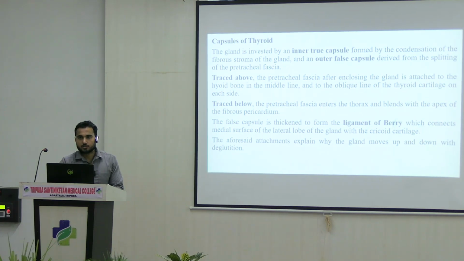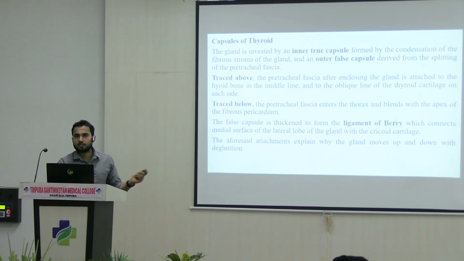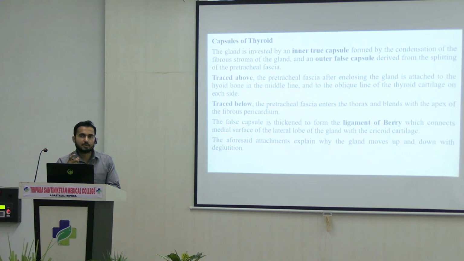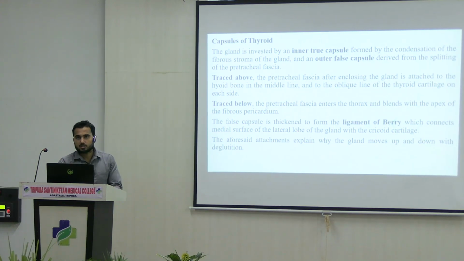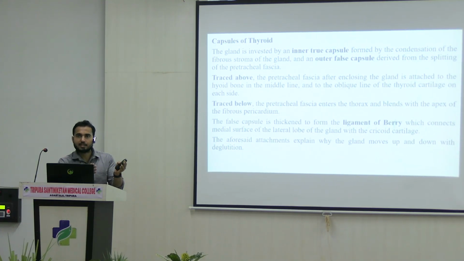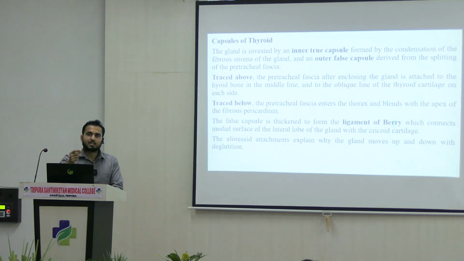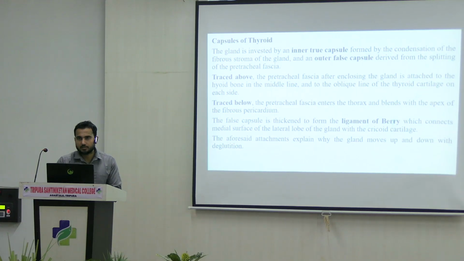Next, this pretracheal fascia is thickened to form the ligament of Berry. Have you heard about this ligament of Berry? Which particular part is thickened to form it? The medial surface of the lateral lobe of the gland and the cricoid cartilage: in between these two structures, the fascia becomes thickened to form a ligament called the ligament of Berry.